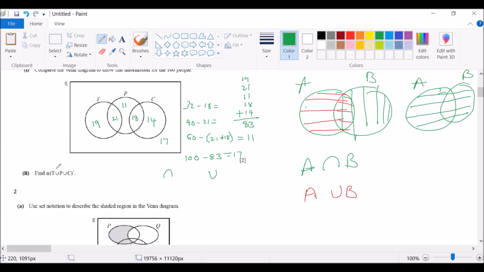Find the number of elements in T union P union C. T union P union C is adding everything that is in here. So that's where we start. T union P union C will be 19 plus 21 plus 11 plus 18 plus 14, which we have found to be 83. So we have 83 there, but we want the complement now. Anything outside this, which is 17. So we have 17 there.